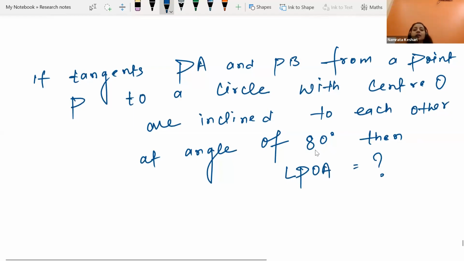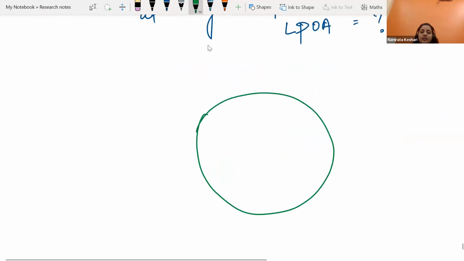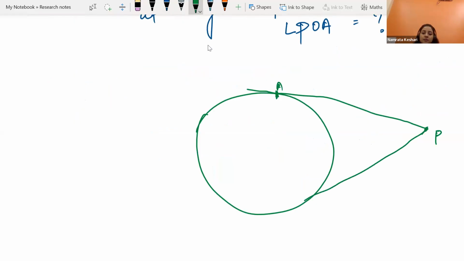So we must be very clear with each and every terminology. Then only you will be able to draw the figure over here. Let's think about it. Here it says that tangents PA and PB from a point P, that means there is a circle and there is an external point P. From that external point P, we have tangent PA, this is the point of contact, and the other tangent is PB, this is the other point of contact.